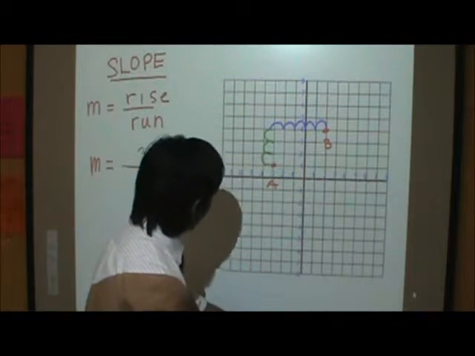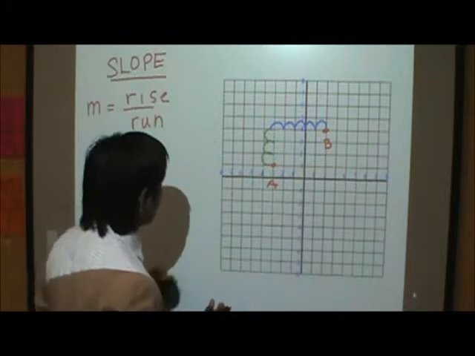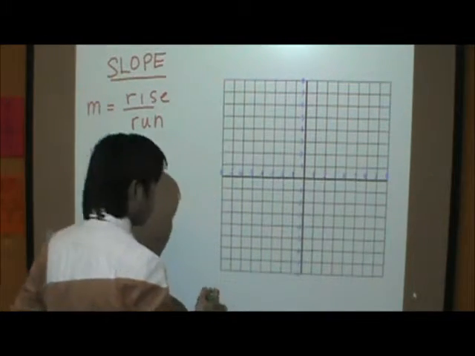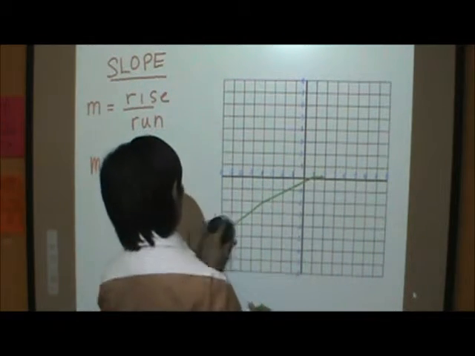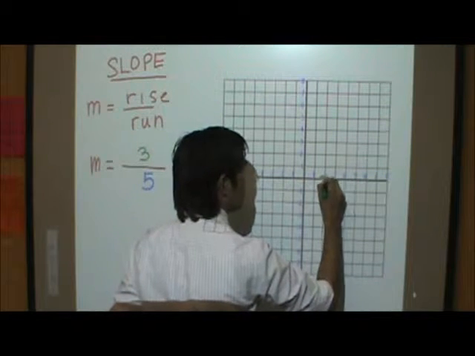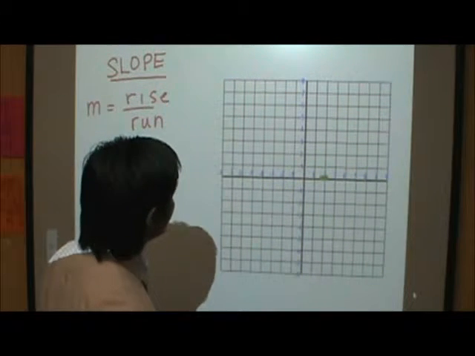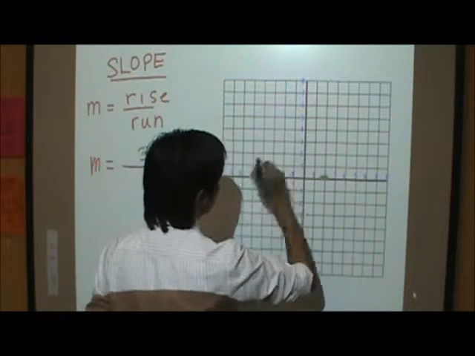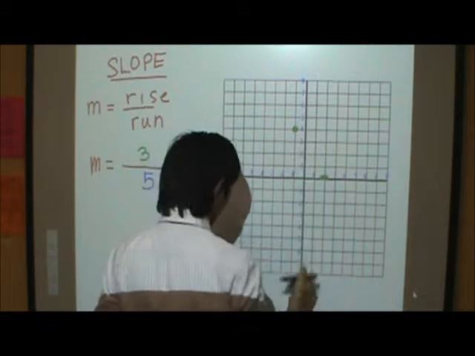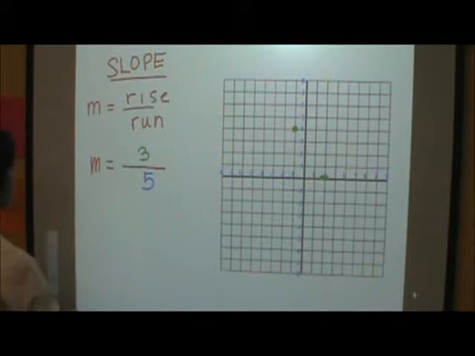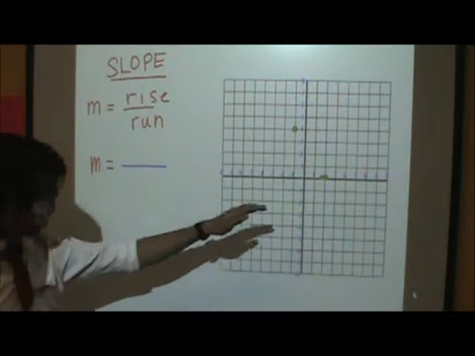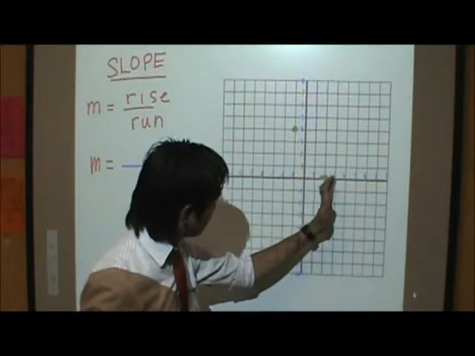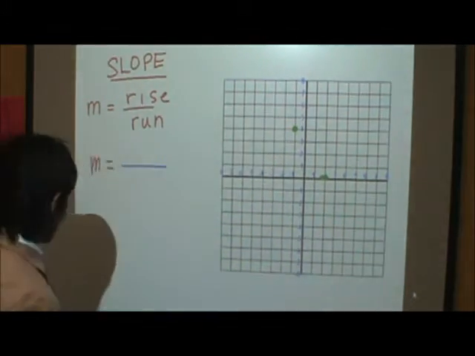Okay, now how about if we have, let me go ahead and erase them. How about if we have, let's say, (2, 0) and let's say (-1, 4). Okay. Now, applying rise over run again, we have to start from the bottom point up to the top point.